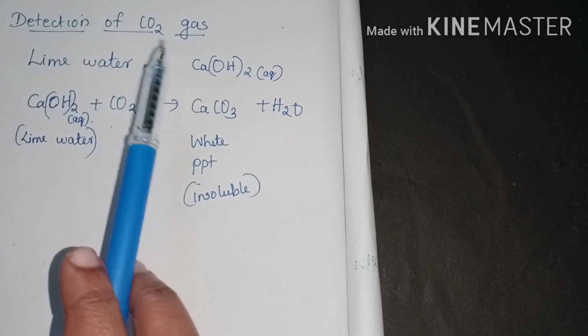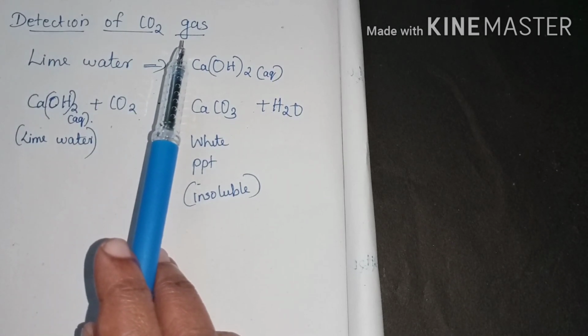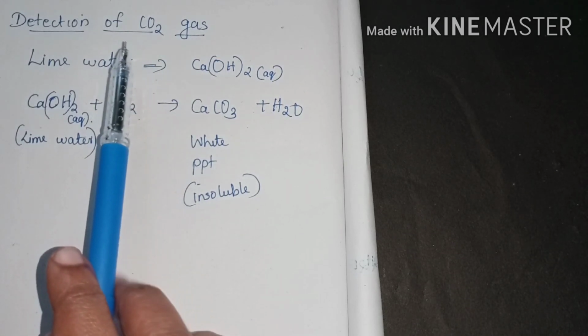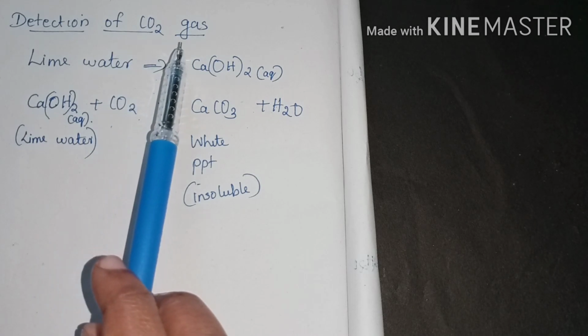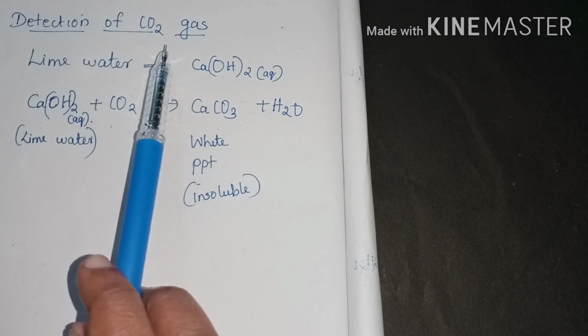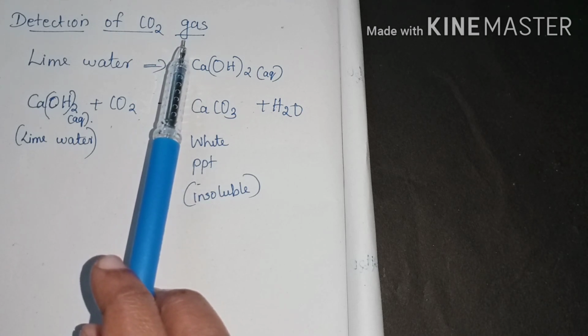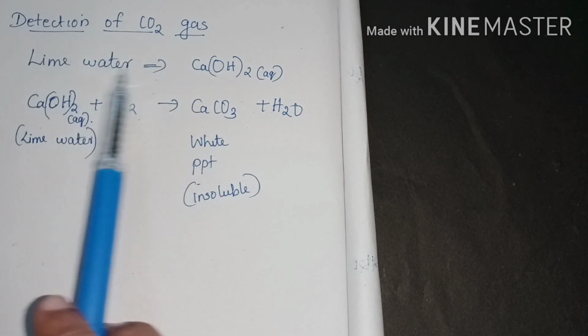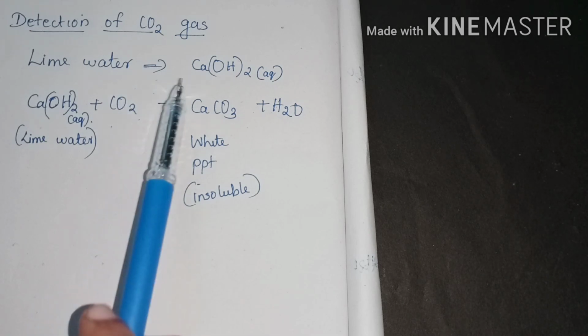So one of the products formed in this reaction is carbon dioxide gas. How can we detect the presence of carbon dioxide gas evolved in this reaction? When the carbon dioxide gas evolved in this reaction is passed through lime water, its color turns milky.